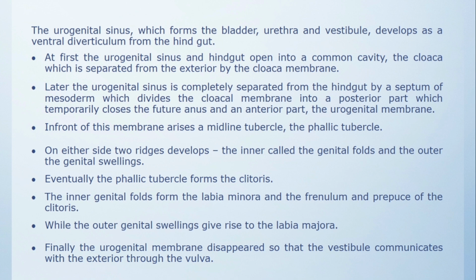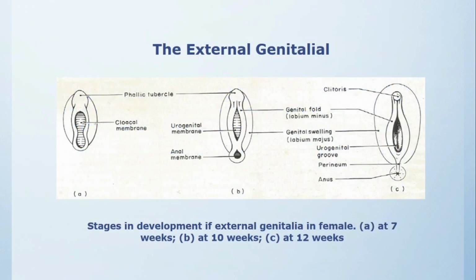So in front of the urogenital membrane arises a midline tubercle called the phallic tubercle. This is the phallic tubercle, in front of the urogenital membrane.